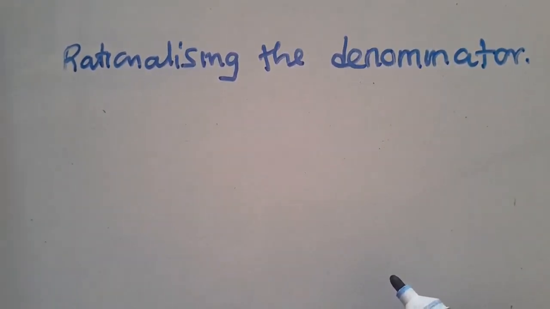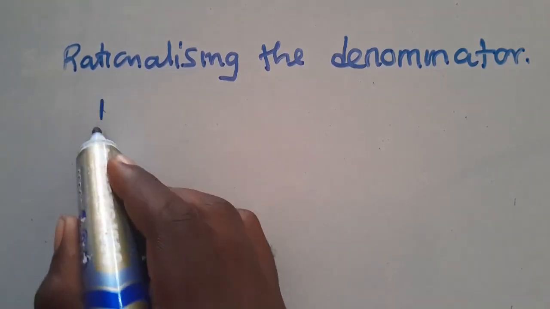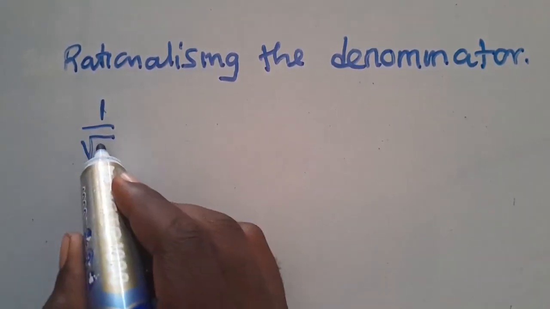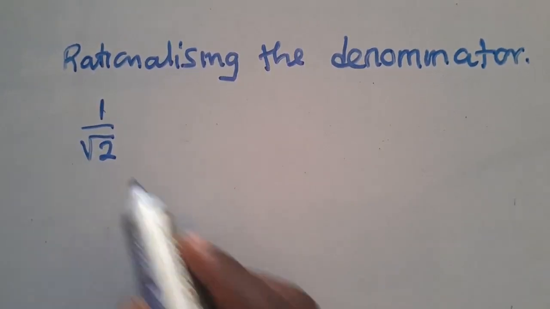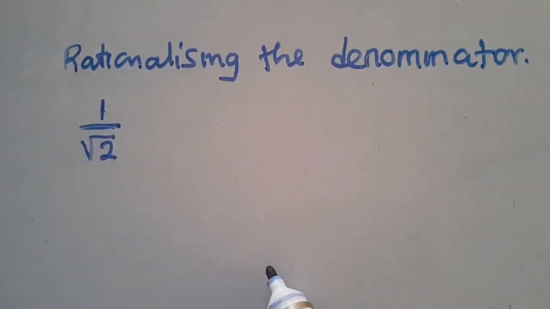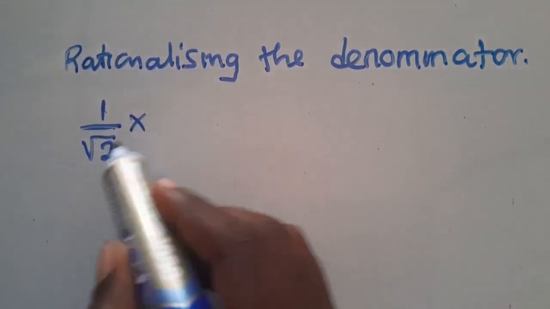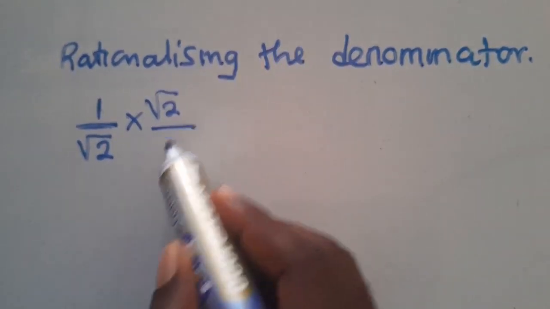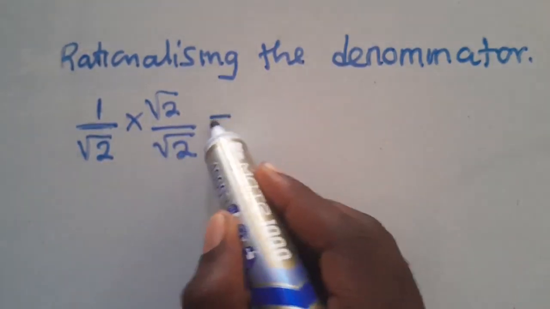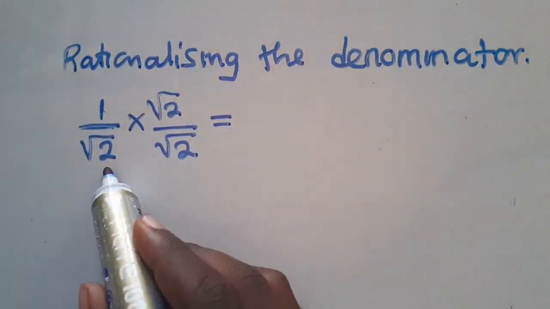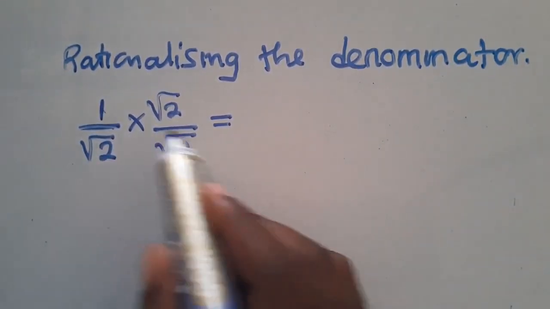Before you learn how to rationalize the denominator, there are things that you need to know, parts that you need to understand. So let's say you've got 1 over root 2 and you want to rationalize the denominator. You just need to multiply throughout by root 2, so on top root 2, and down root 2. Why are you doing this? So that when you multiply these two, this root will be tampered with.